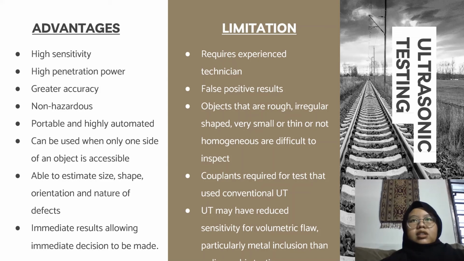The limitations of using UT are that it requires an experienced technician, can give false positive results, objects that are rough, irregular in shape, very small or thin, or not homogeneous are difficult to inspect, couplants are required for tests that use conventional UT, and lastly, UT may have reduced sensitivity for volumetric flaws, particularly metal inclusions, than radiographic testing.